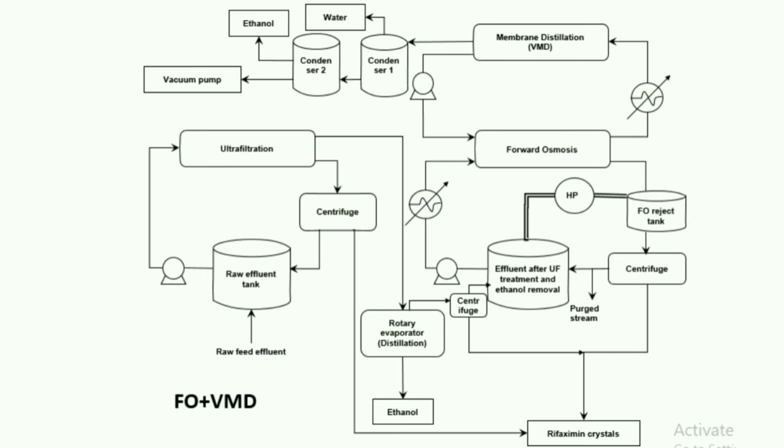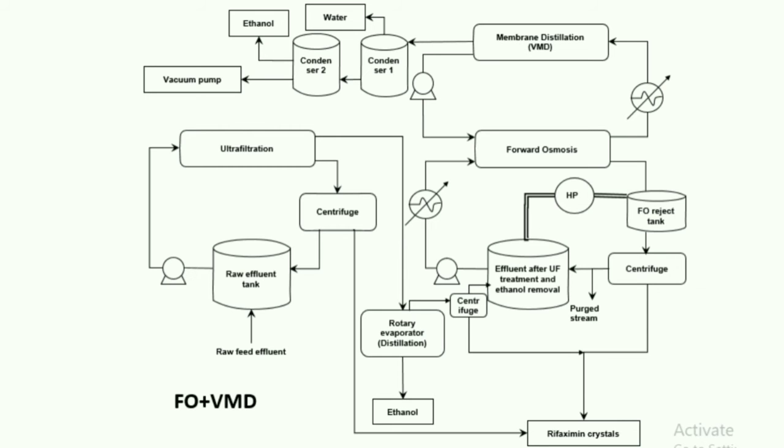After each FO process, the effluent solution is passed to the FO reject tank, where it is cooled down by using a heat pump, and then the solution is centrifuged. After that, the supernatant solution is used again as the second FO cycle, and the pellet is taken as the rifaximin crystals.